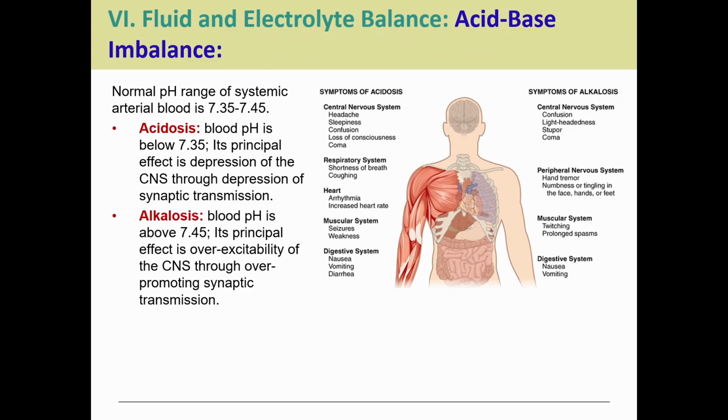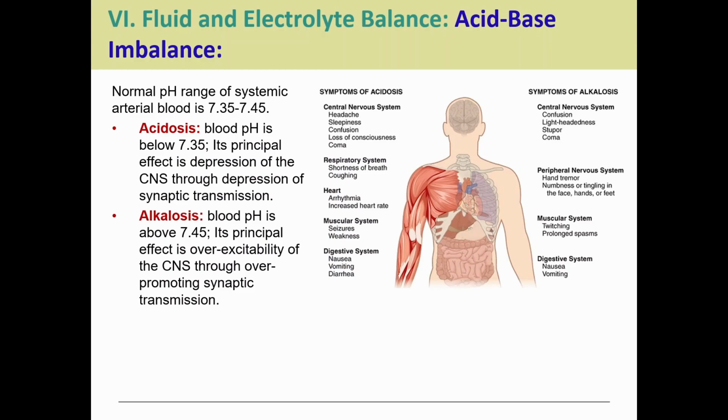Now, what happens when things go wrong? Because of course, we've got to talk about that. So the normal range for blood pH is really narrow. It's 7.35 to 7.45 pH. And so if we escape that range, we can experience either acidosis or alkalosis, depending on if we've gone too low or high. If we go too low, it's acidosis.